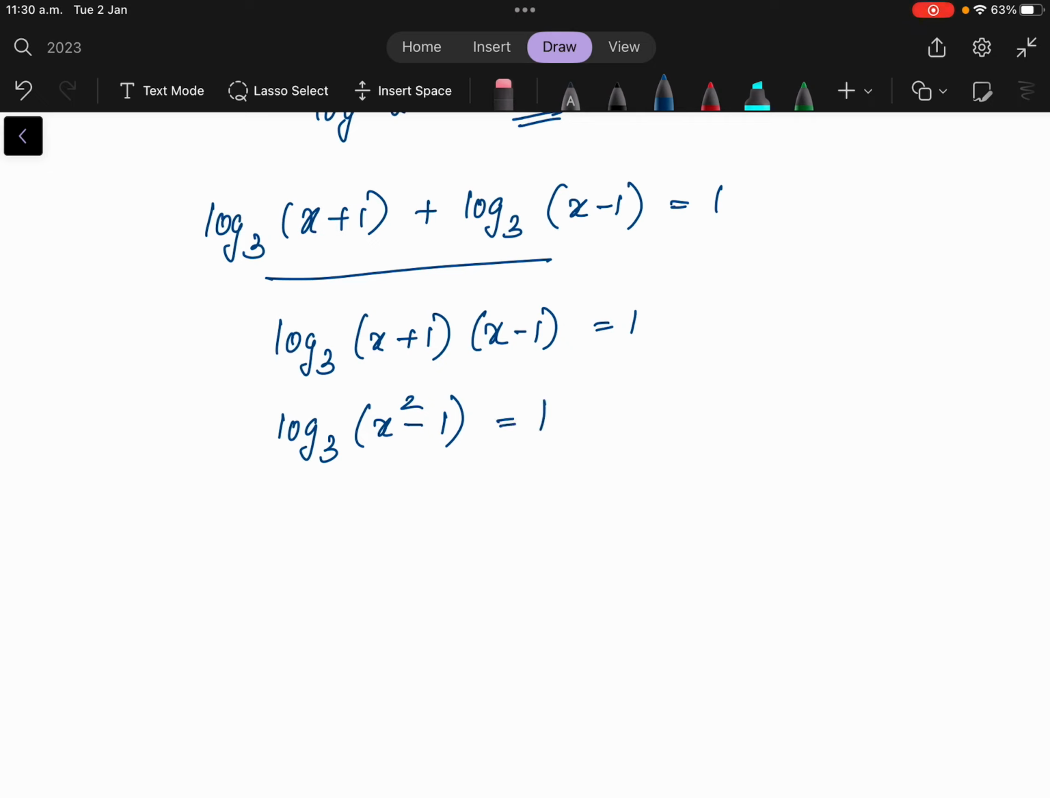And then since the base is 3, you can write x squared minus 1 as 3 to the power of 1. So x squared is equal to 4 and x is equal to plus or minus 2, and the answer will be x is equal to 2, as the log of a negative number is undefined.